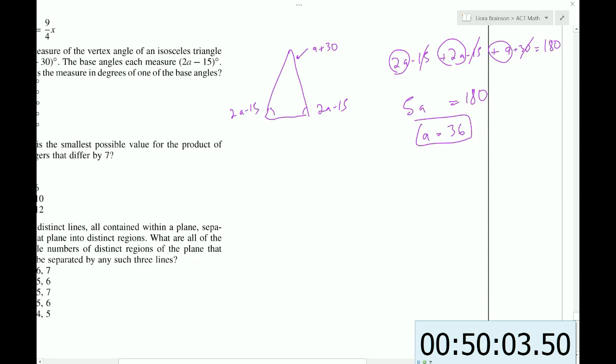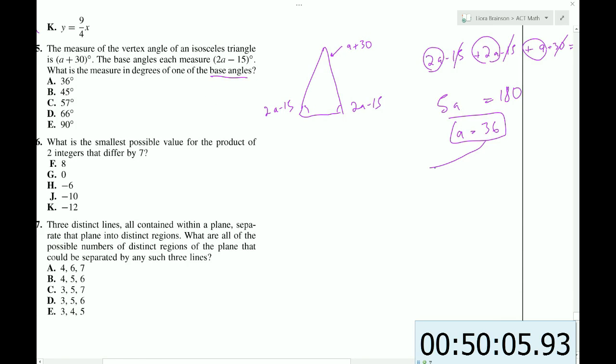Now they want to know the measure of the base angle, so I'm going to plug the 36 in here. So I get 72 minus 15. I can take away 20 and add back 5. So I get 52 and then 57.